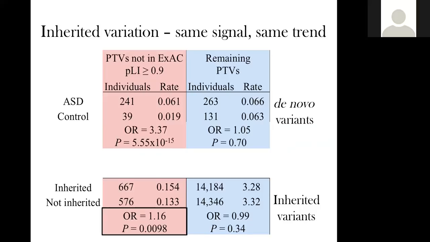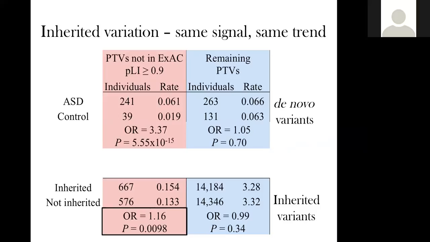But then if you look at the inherited variants on the bottom, you'll see that those inherited variants that are not in ExAC and in one of these loss of function constrained genes have a modest increase over the protein truncating variants that were not inherited. And so you get an odds ratio of about 2. And then there's another 14,000 of these protein truncating variants that are either in ExAC or in one of these genes that tolerates loss of function mutations. And you see no association between whether they were inherited or not.